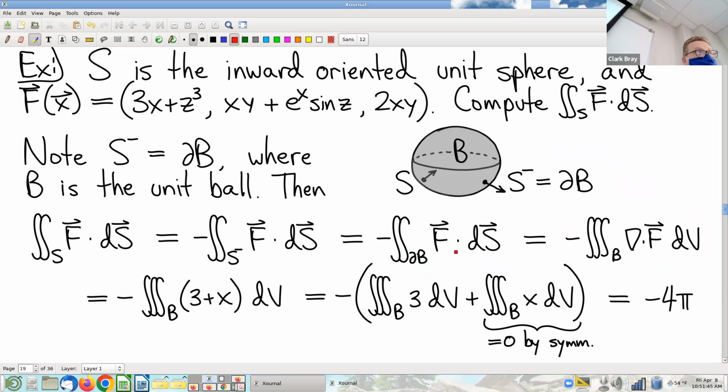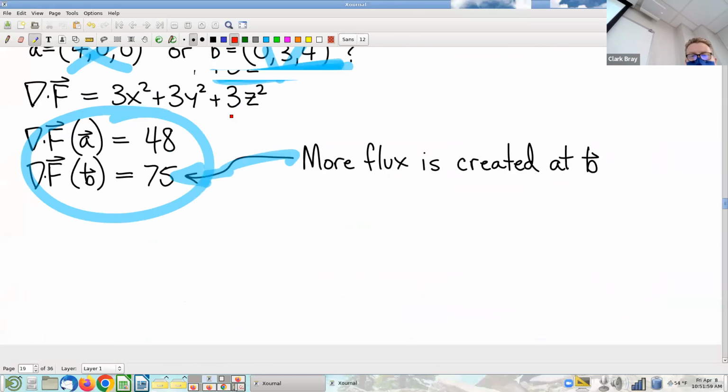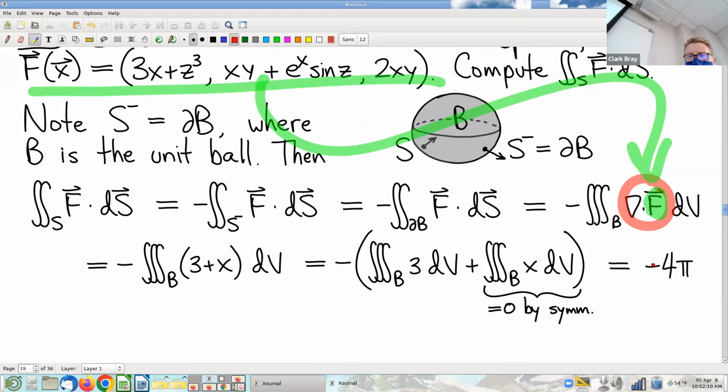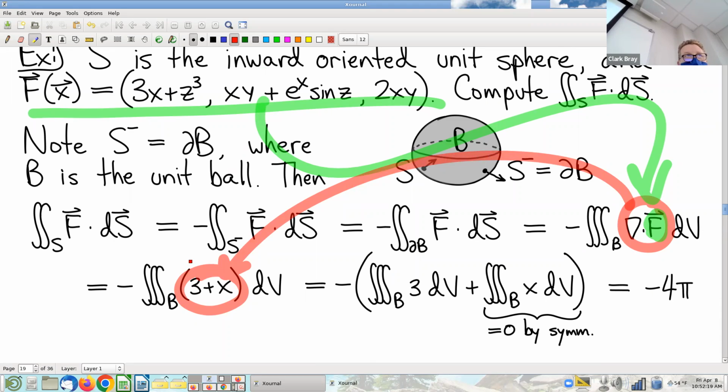And so now it's just a matter of working out the details. We've got to compute the divergence of this vector field here. There's my vector field. Got to compute its divergence. And so you take various partial derivatives. Remember, we've got this formula here for divergence. There you go. So x partial of the first, y partial of the second, z partial of the third. That divergence turns out to be really nice. It's just 3 plus x. And so we have a much simplified problem. Everybody good?